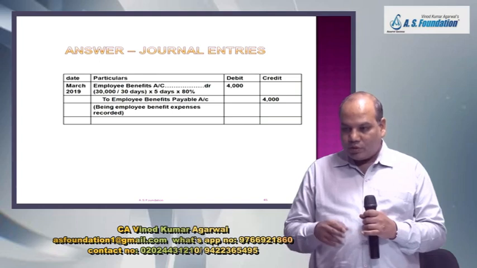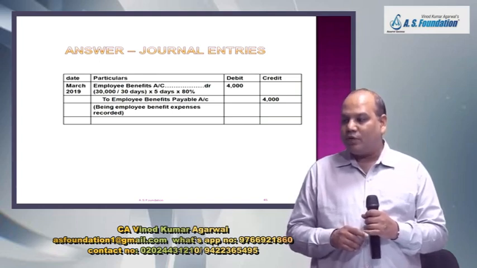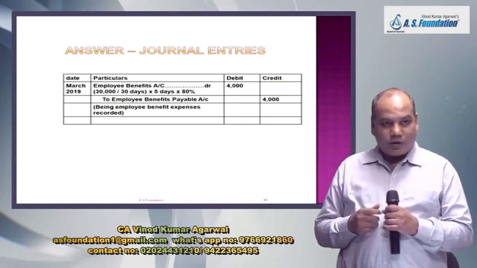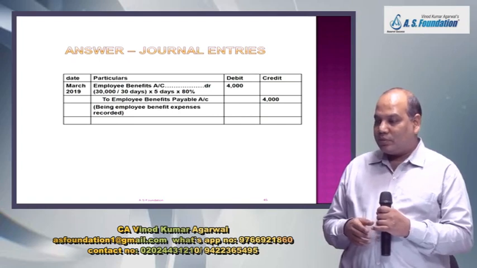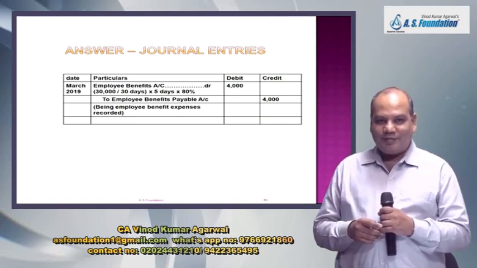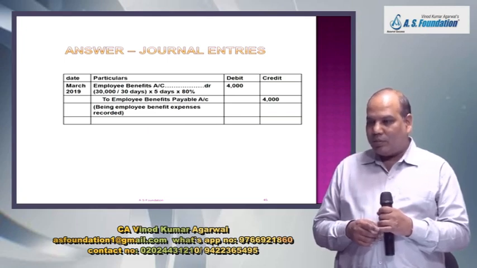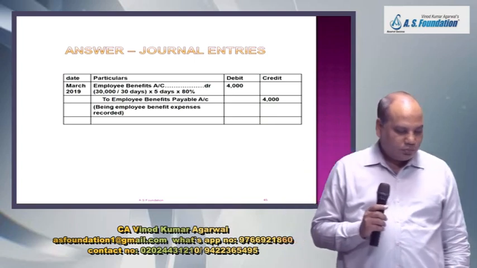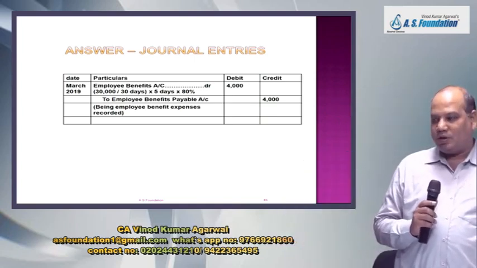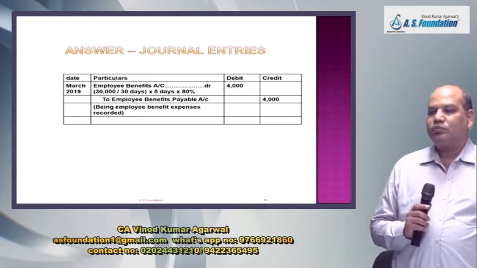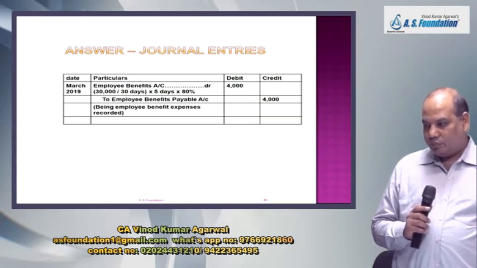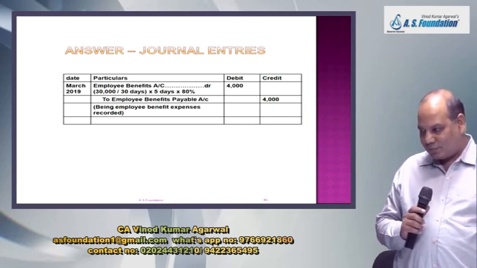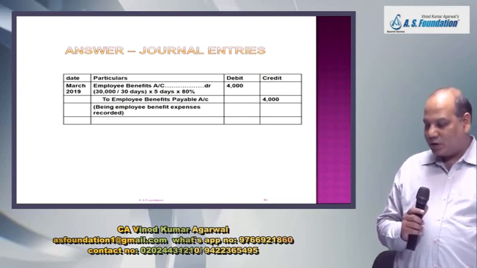Okay. Then again write one next line. Pass entry for employee benefit expense paid in the next year. One more line. Make provision at the end of the year in the next year. One more line. Transfer balance in employee benefit expense to P&L account.